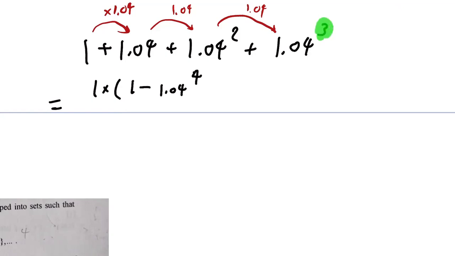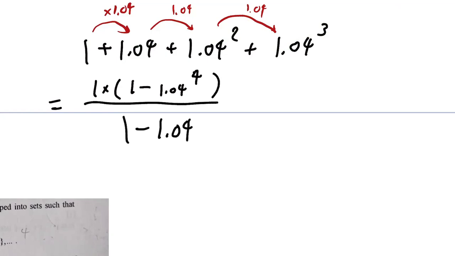Don't just blindly see 3 and put 3. Clear or not? 1, 2, 3, 4. Count the number of terms. Then over 1 minus 1.04. Well done. Very good. The main takeaway I want to bring up here is that the first term and the nth term may be different.